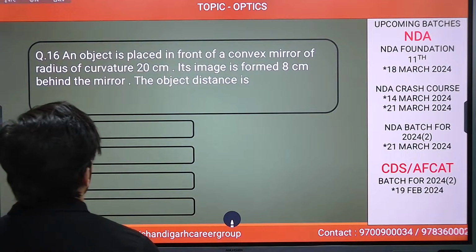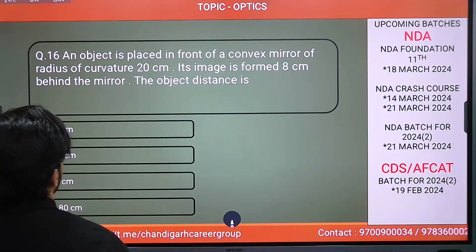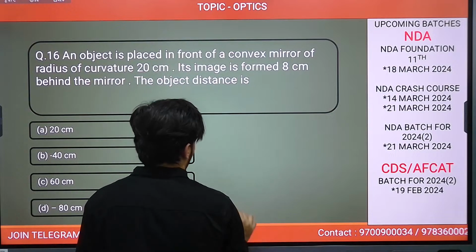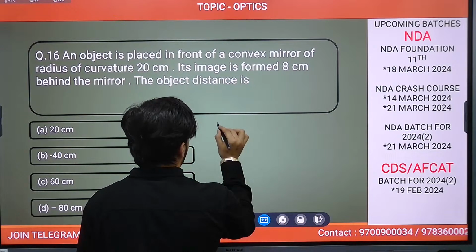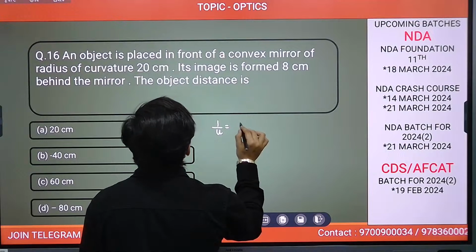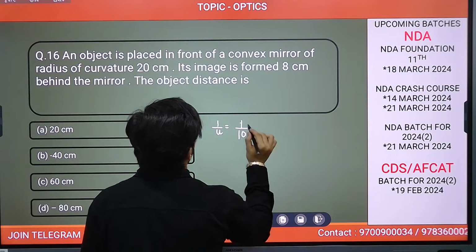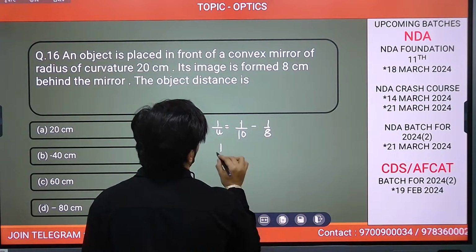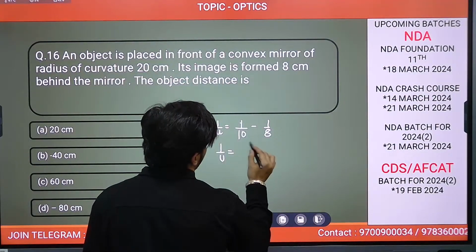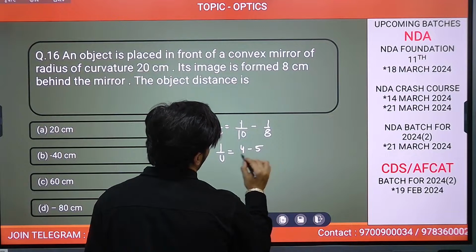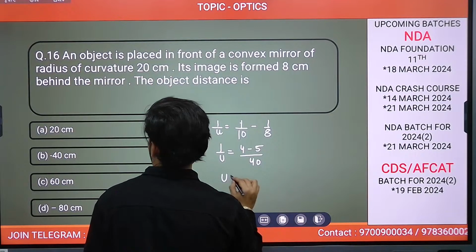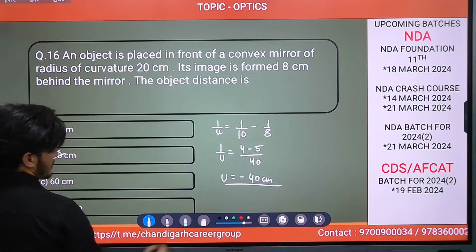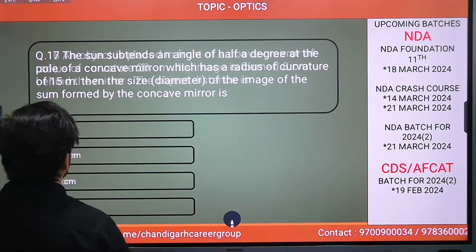An object is placed in front of a convex mirror of radius of curvature 20. The image is formed 8 centimeter behind the mirror. The object distance is? 1/v plus 1/u is 1/f. Radius of curvature 20, focal length will be 10. 1/u equals 1/f minus 1/v, so 1/10 minus 1/8, this will be 40, so 4 minus 5 over 40. So u will be minus 40. Negative. Object distance always negative.